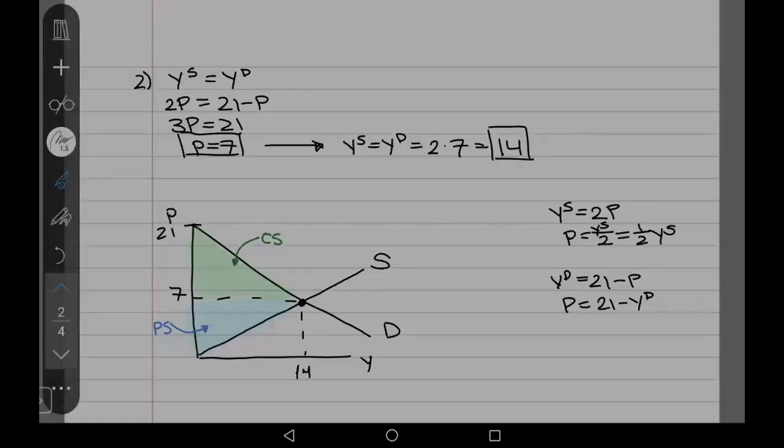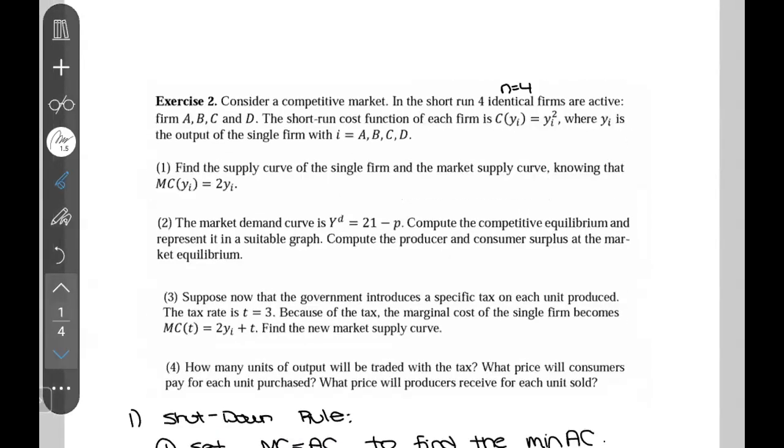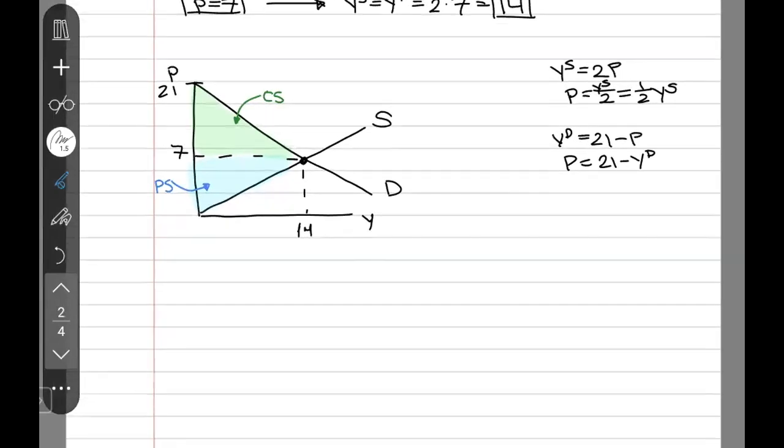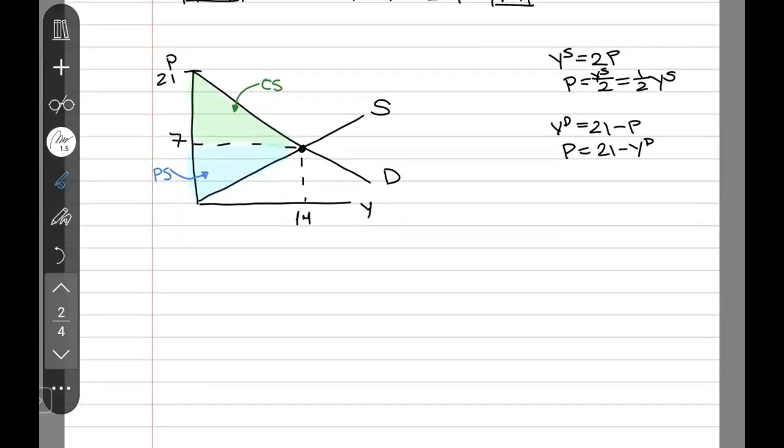So we also have to compute them. So if you want to compute them, it's just going to be the area of a triangle. So for the consumer surplus, we know that the length of the triangle is 14. The height is the difference between 21 and 7, and it's a triangle, so we have to do a half times the base times the height. So a half times 14 times 21 minus 7. So that should end up being, let's see, 14 times 14 over 2 should end up being 49. Oh, sorry, 98.